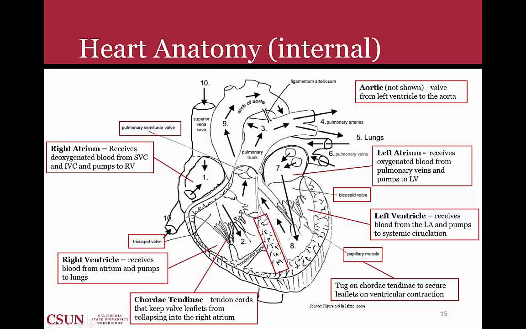There are some diseases that you can get or you're born with that make these very stiff or make these very easily damaged, that can cause this valve to basically collapse back into the right atrium, which then causes regurgitation of flow going from right atrium to right ventricle and vice versa. So it's very important that these things stay in tension to keep them from collapsing back.